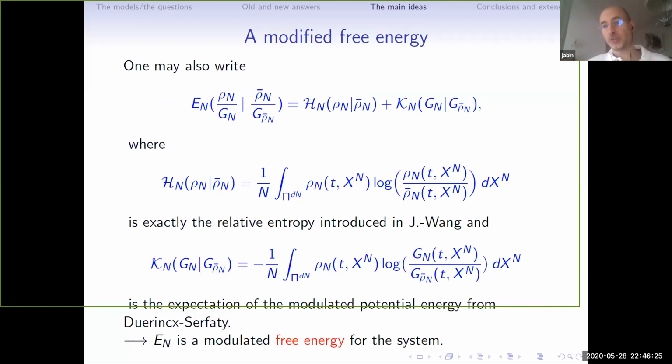And there's a very simple interpretation of this object that also strongly suggests this is the right physical quantity. I can divide it into two, right, by putting on one side the standard relative entropy, the Hn, and then on the other side I have the Kn, right, which is an expectation of a log of the ratio of the Gibbs equilibrium from the limiting Gibbs equilibrium. And if you look at what Kn is, it's actually the modulated potential energy that is used by Serfati. So this is extremely convincing. And what that means is this En that we are using is a sort of modulated free energy for the whole system.